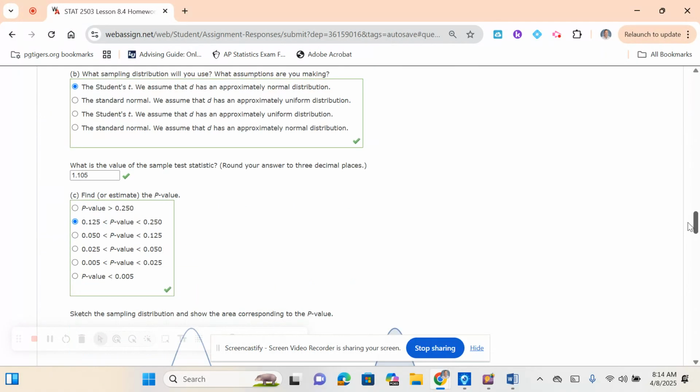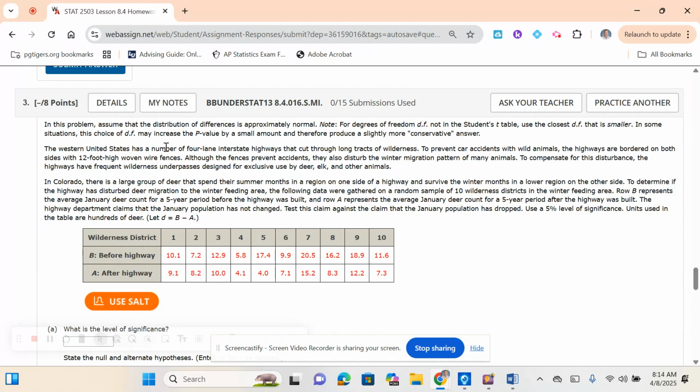All right, number 3. The problem says to assume the distribution of differences is approximately normal; degrees of freedom, we've talked about that. In the Western United States is a 4-lane interstate highway that cuts through long tracts of wilderness. To prevent car accidents from wild animals, the highways are bordered on both sides with 12-foot high woven wire fences. Although the fences prevent accidents, they also disturb the winter migration of many animals. To compensate for this disturbance, the highways have frequent wilderness underpasses designed exclusively for deer, elk, and other animals. In Colorado, there's a large group of deer that spend their summer months in the region. One highway they cross to survive the winter months.